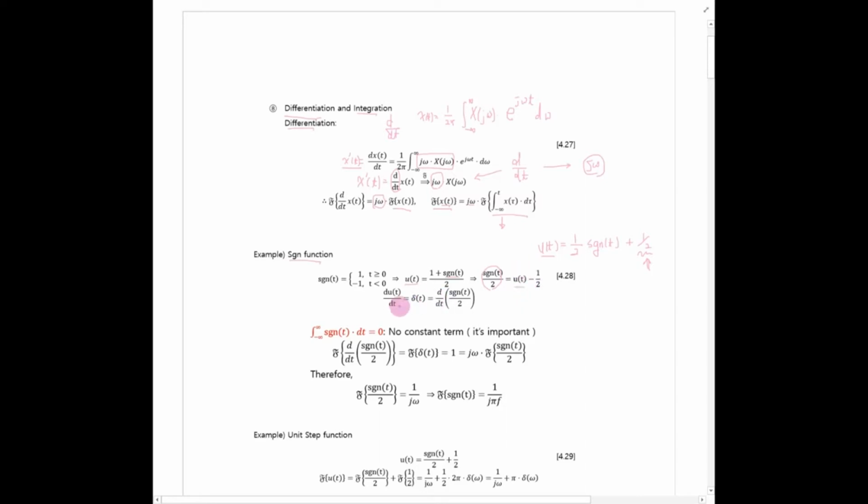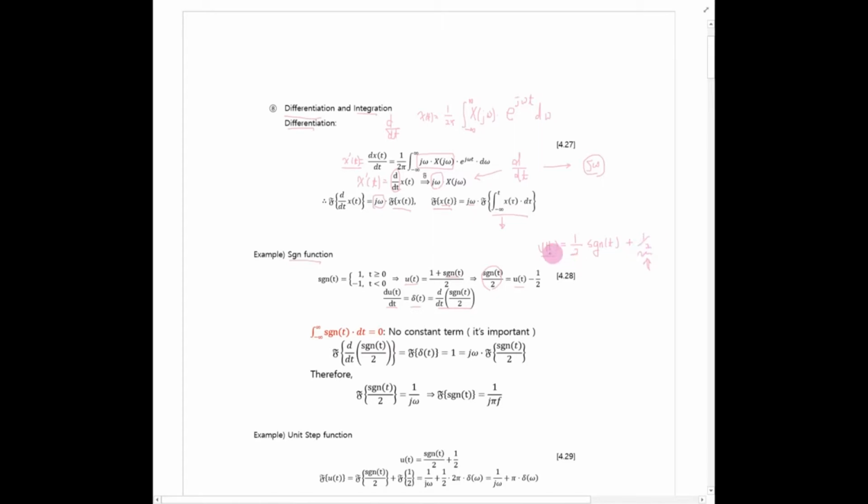By taking the derivative of the unit step, we get the delta function. And by taking the derivative with respect to time, one half times the sign function derivative equals the unit step derivative. The important thing is that the sign function has no offset terms, no DC terms. It's very important when you consider the differentiation. When we take the differentiation, any constant terms are cancelled out.